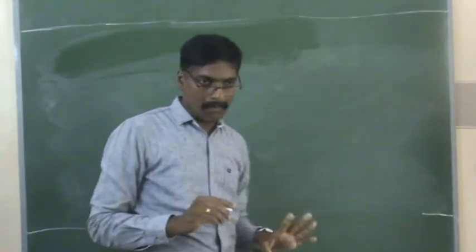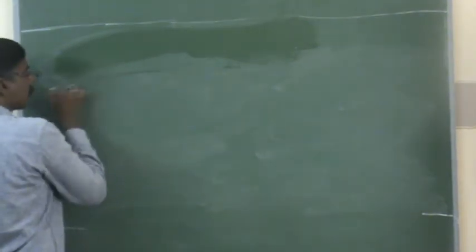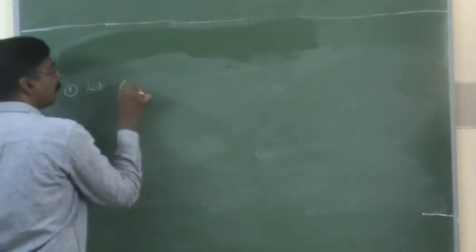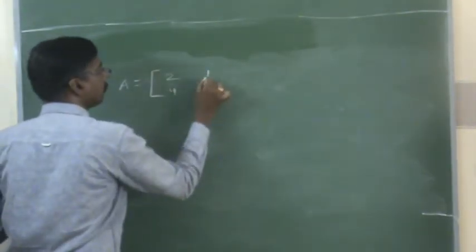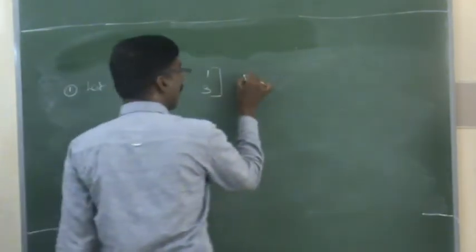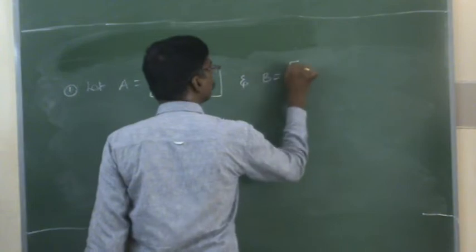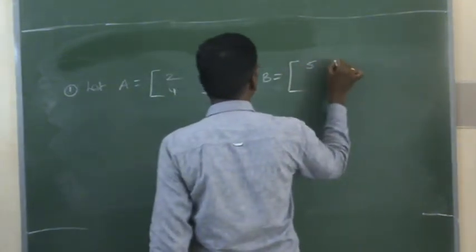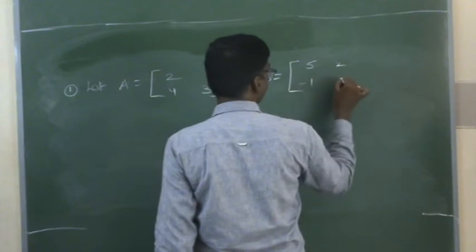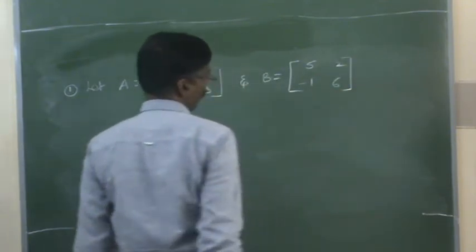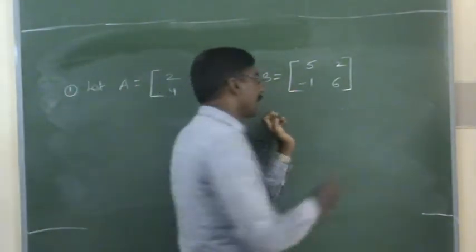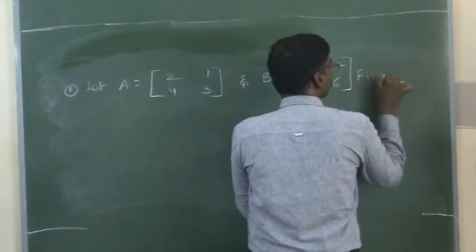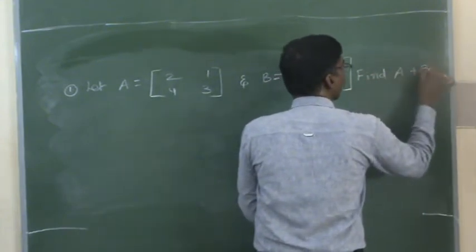Right. We have to take one example of how to add the two matrices. Suppose I take, for our understanding purpose, let matrix A be 2, 1, 4, 3, and matrix B be 5, 2, -1, 6. Take these as two matrices. This is matrix A, this is matrix B. Find A plus B, like that they are asking, for example. Find matrix A plus matrix B.